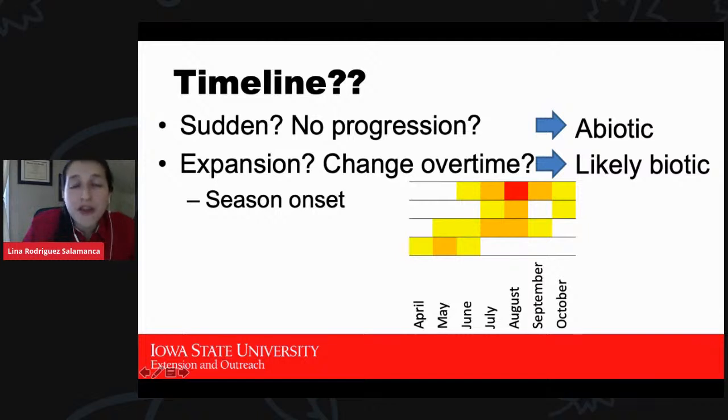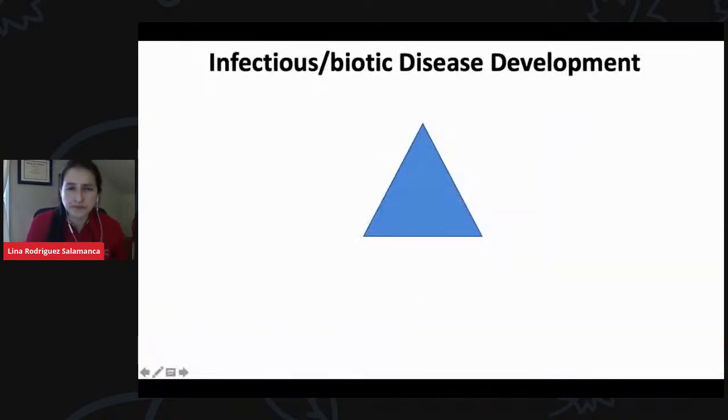Now, if the symptoms do expand and change over time, sometimes it will really depend on the season. If a pathogen likes cooler temperature, then it will be more April to May. If a pathogen thrives in hotter conditions and you'll see the symptoms at peak in August, you'll see that transition, then it's likely biotic, meaning a disease caused by a pathogen or an insect or a combination of both.